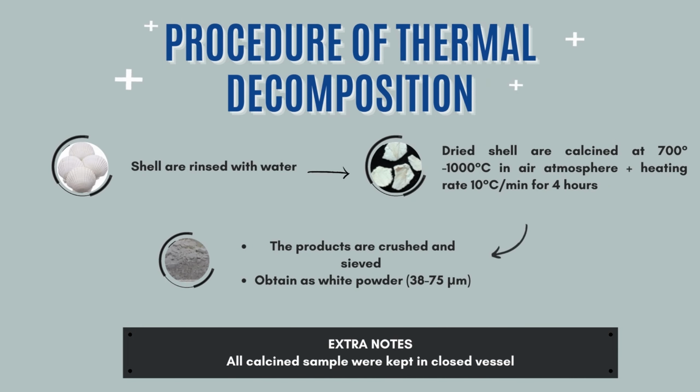Procedure of thermal decomposition. Firstly, the shells will be rinsed with water to remove any impurities and will be dried in an oven. Then, the dried shells are calcined at 700 to 1000 degrees Celsius in air atmosphere. Next, the product will be crushed and sieved. Lastly, the product will be obtained as white powder. Please take note that all calcined samples must be kept in a closed vessel to avoid the reaction with carbon dioxide and humidity in air before being used.